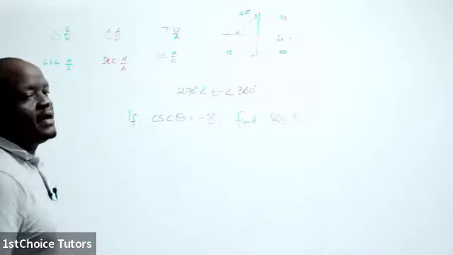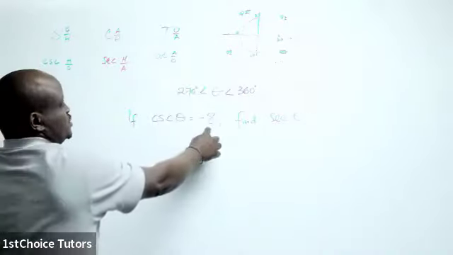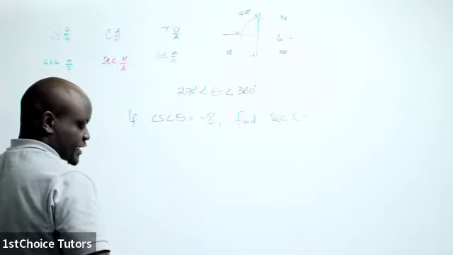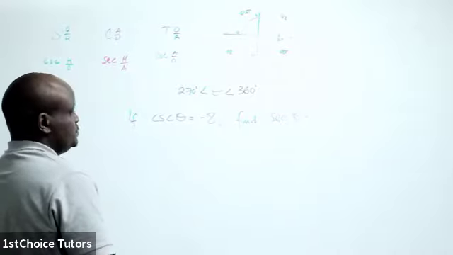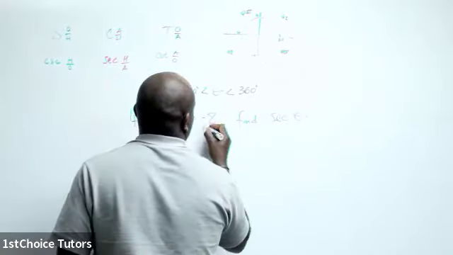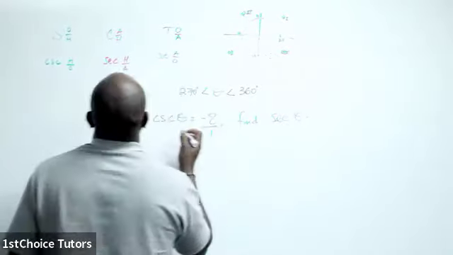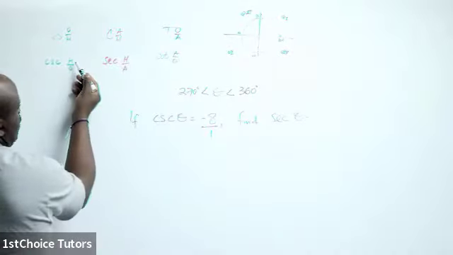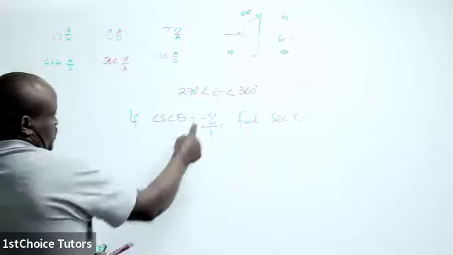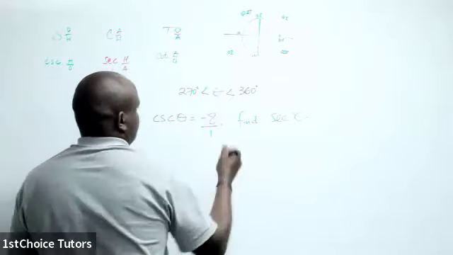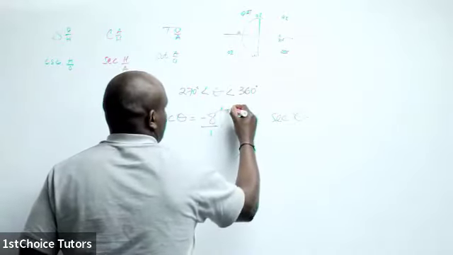We should give this a denominator. What's under this negative 8? So 1. By definition, we know what cosecant means. It's what over what? Hypotenuse over opposite. So if this is your hypotenuse, then the opposite is going to be 1.